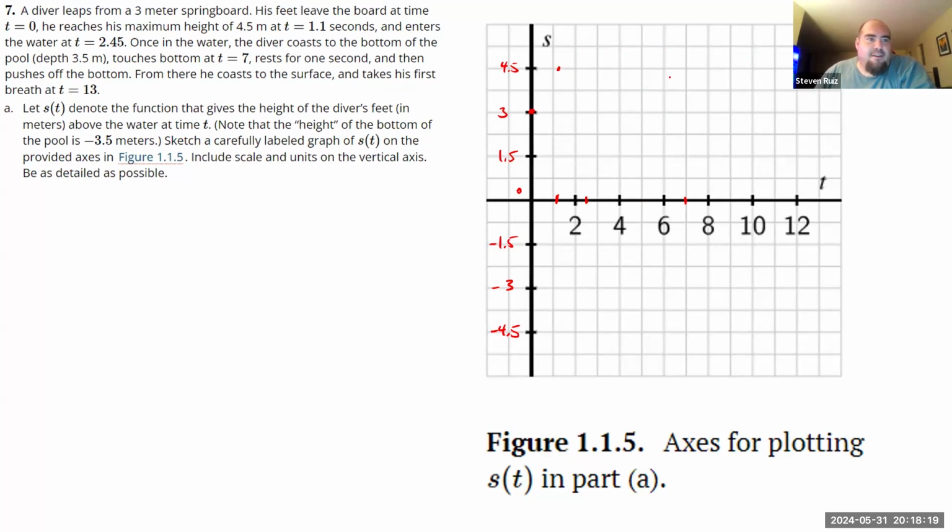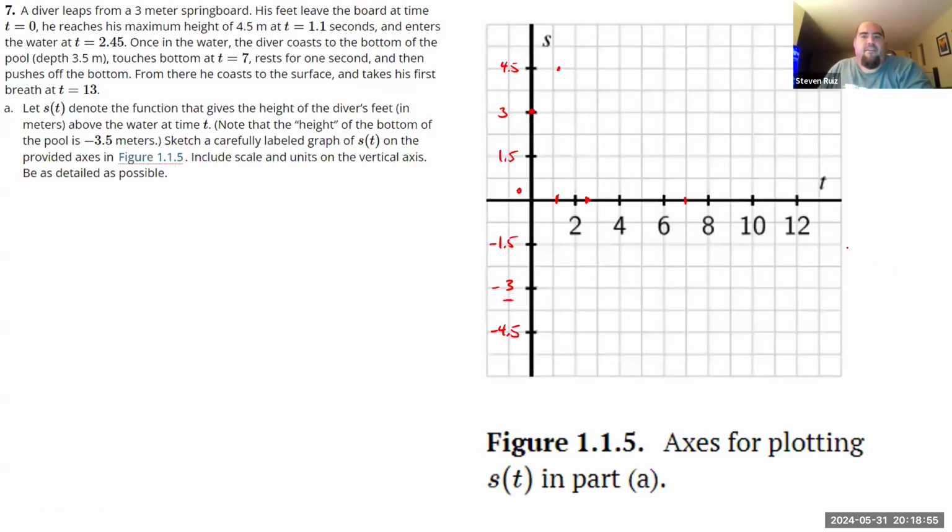Okay, so what happens at 2.45? He enters the water at 2.45 seconds. So we said the surface of the water is height 0. What else do we know? The diver coasts to the bottom of the pool and touches the bottom at t equals 7 seconds. So at t equals 7, we have a minimum of negative 3.5, about here.